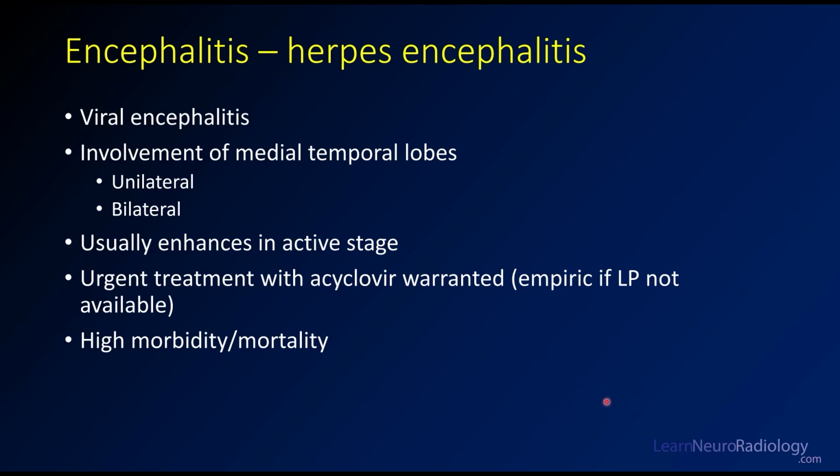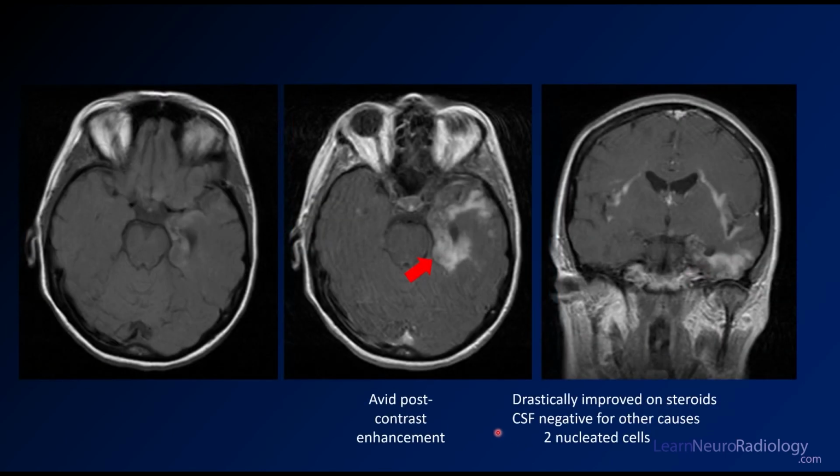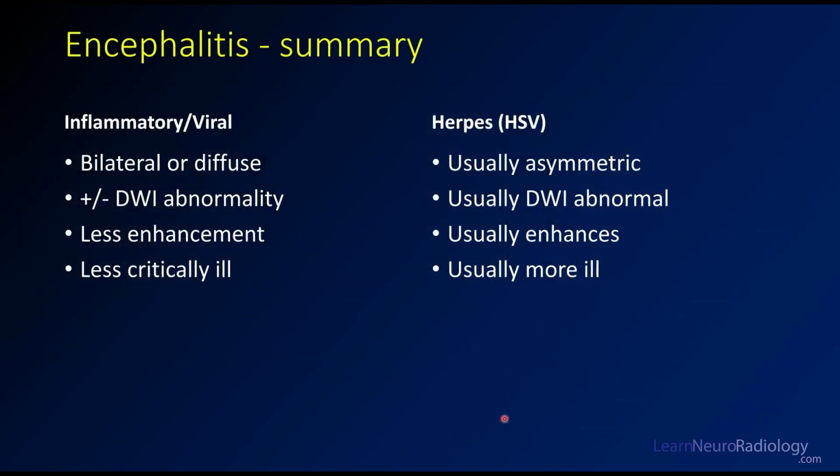In the active, most aggressive stage, you tend to get enhancement. These patients require urgent treatment with acyclovir. Even if you're unable to do an LP yet, you want to go ahead and start them on acyclovir empirically until it's ruled out, because the morbidity and mortality are quite high. Here you just confirm those findings so you can review them again. You see this abnormal T2 and FLAIR with a medial predominance. Here you see the enhancement, which we've pointed out. This patient drastically improved on steroids, and there was no other cause detected in the CSF. So this was herpes encephalitis.